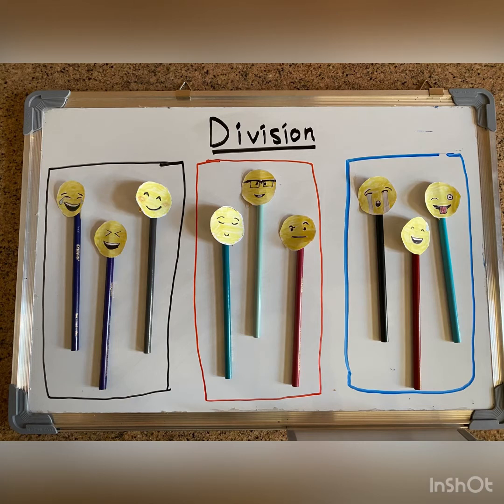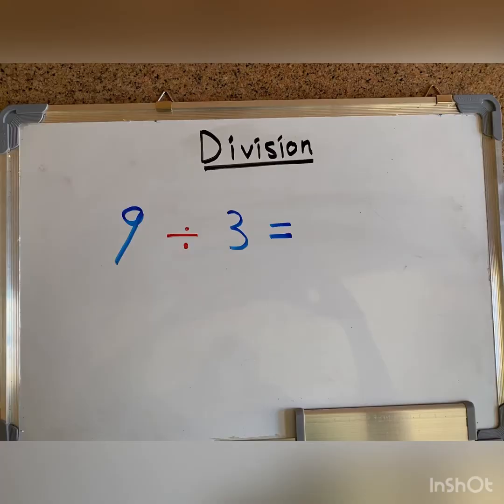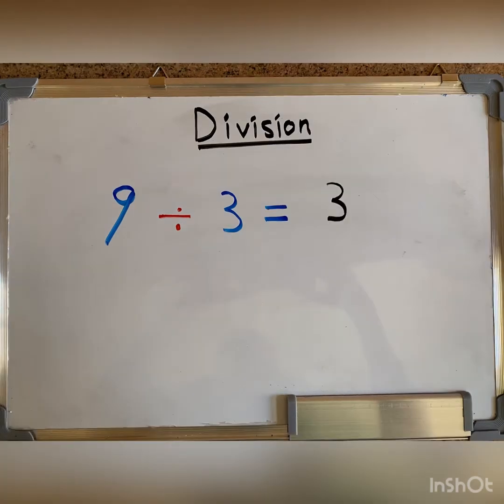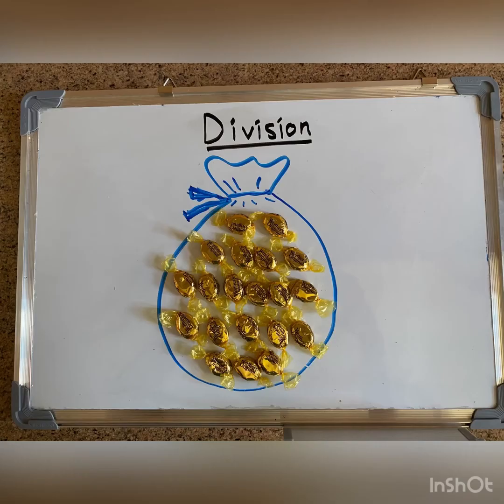Now let's write it as a division equation. The total number is 9. We divide it by 3, which is the number of children in each group. How many groups did we get? 3 groups. So 9 divided by 3 equals 3. Good job. Let's do another one.